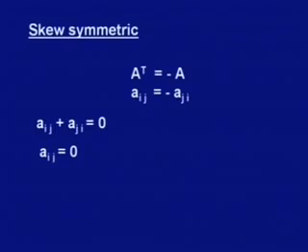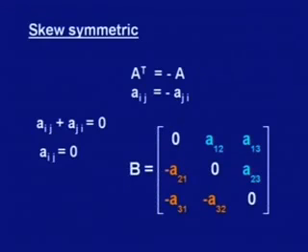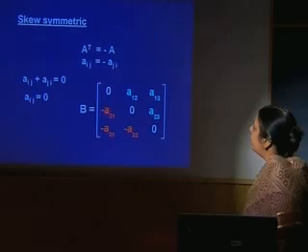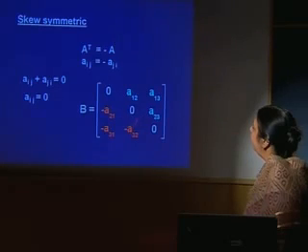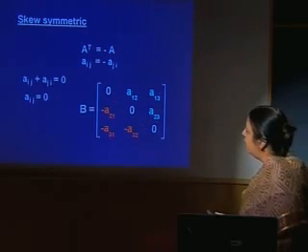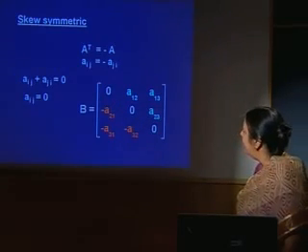Like this matrix B is skew symmetric. A12 is the same as A21 with a negative sign. A13 and A31 differ with a negative sign. A23 and A32 differ with a negative sign, while on the diagonal all the elements are 0. So this is a skew symmetric matrix.